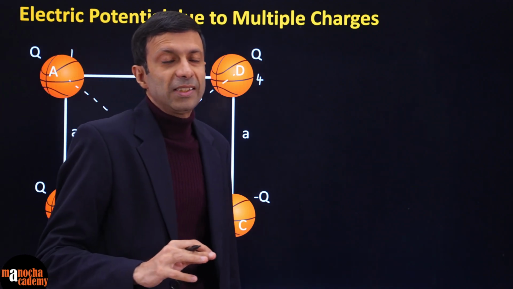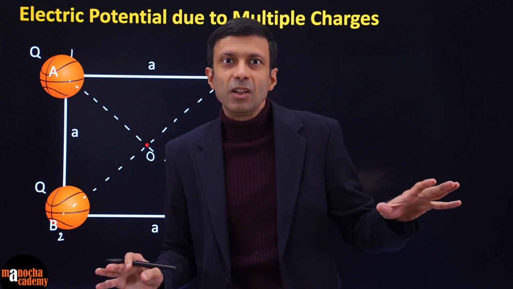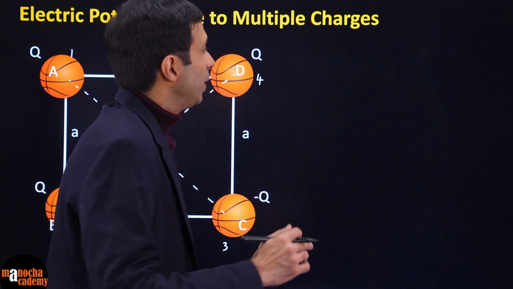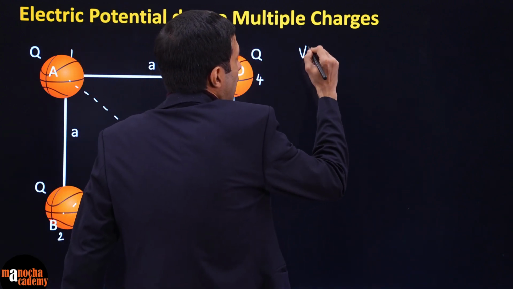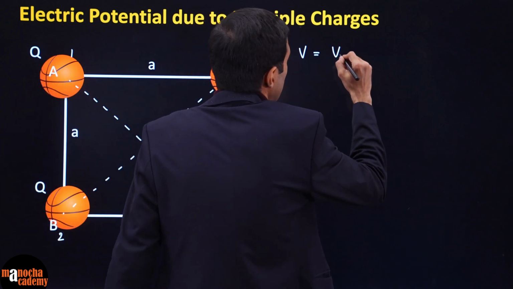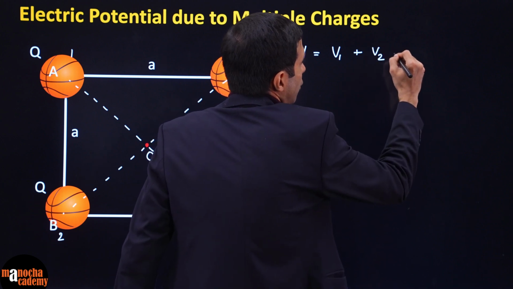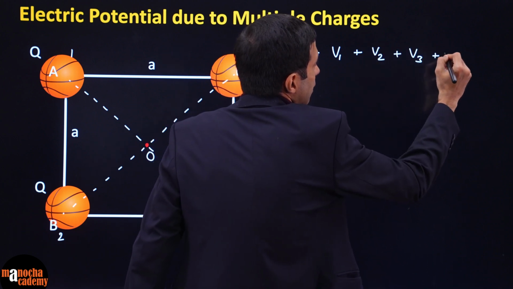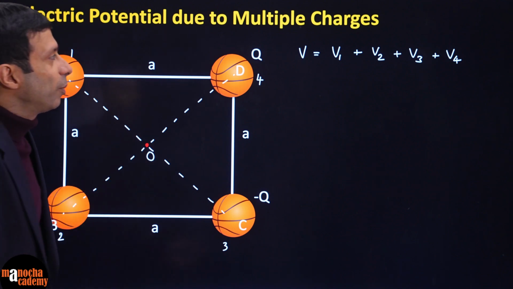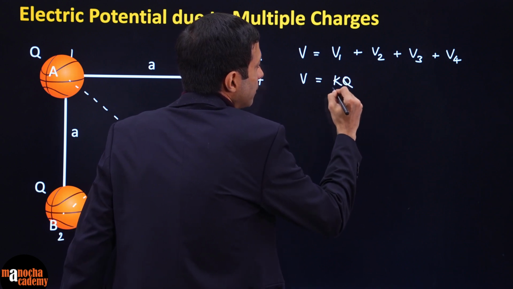So the good news is that electric potential is a scalar quantity. Remember, it's not a vector quantity. So we can just simply add it up. We don't have to do any vector addition. So we can simply say the electric potential at that center V is going to be the electric potential due to charge 1, so V1, plus V2, plus V3, plus V4. That's it. And how do you find the individual electric potential? Remember the formula? Electric potential was KQ by R.